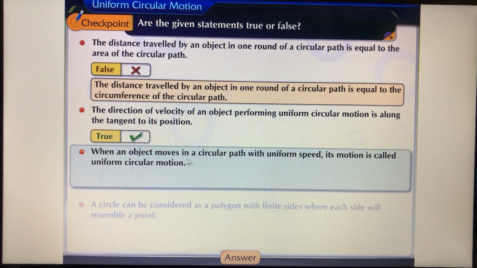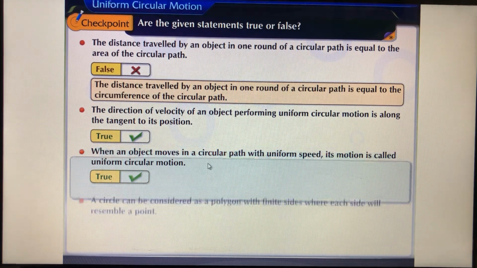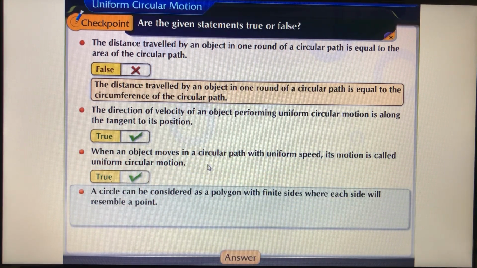When an object moves in a circular path with uniform speed, its motion is called uniform circular motion. Circular path, uniform speed, so it is known as uniform circular motion. It is perfect because it depends on the last topic only.